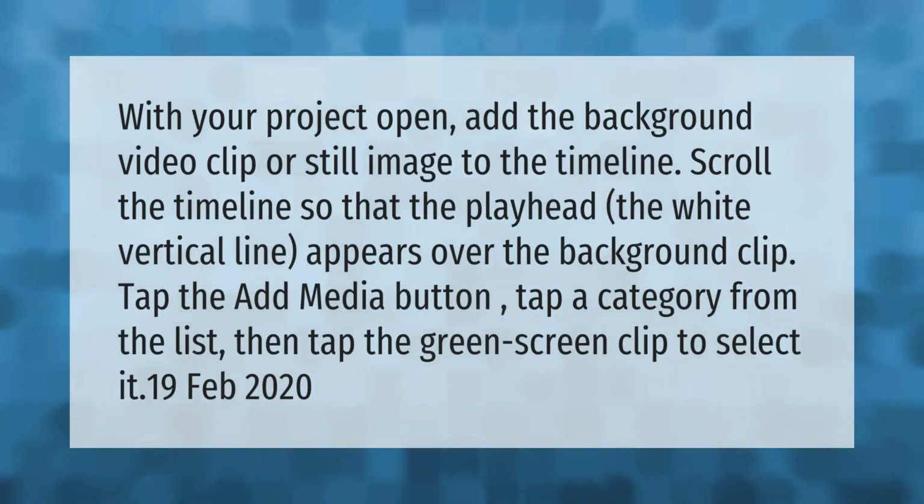With your project open, add the background video clip or still image to the timeline. Scroll the timeline so that the playhead, the white vertical line, appears over the background clip. Tap the Add Media button. Tap a category from the list. Then tap the green screen clip to select it.